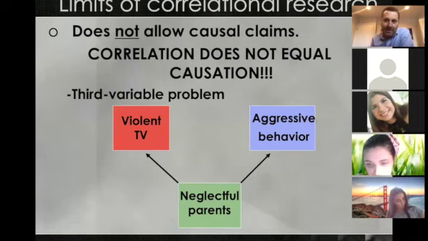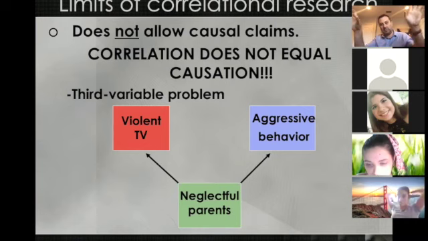And so what that means, and by the way, I should say that there are, in theory, an infinite number of these potential third variables that can exist, right? I picked one, neglectful parents, but there could be tons of other potential third variables that can explain relationships between two other variables.